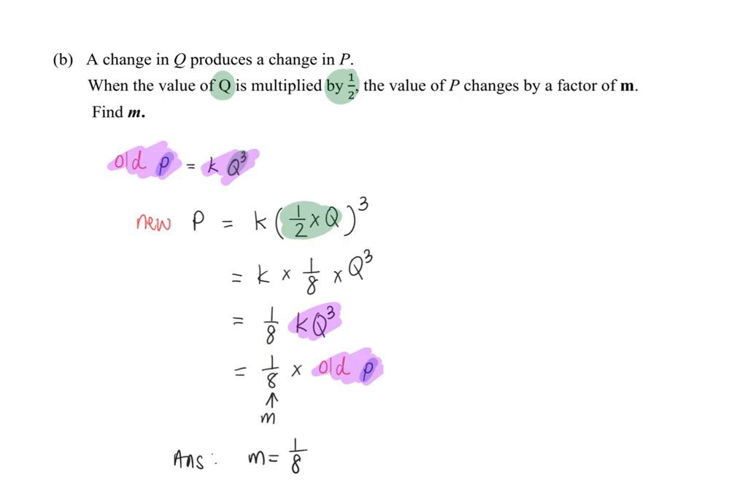And from here, we can deduce how P changes. P changes by this factor M. What could this factor M be? Yes, it's 1 over 8.